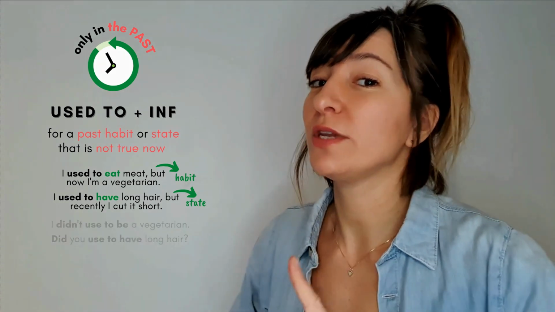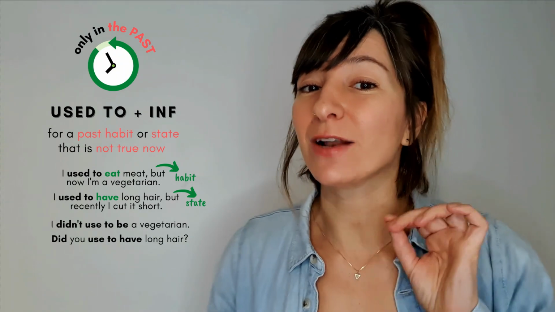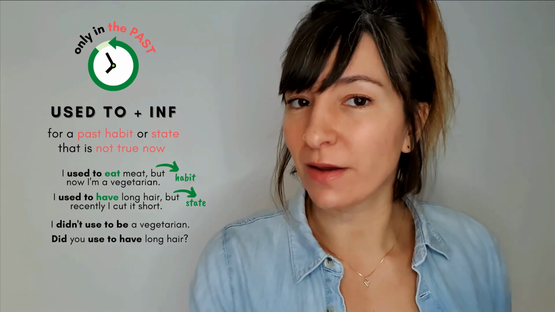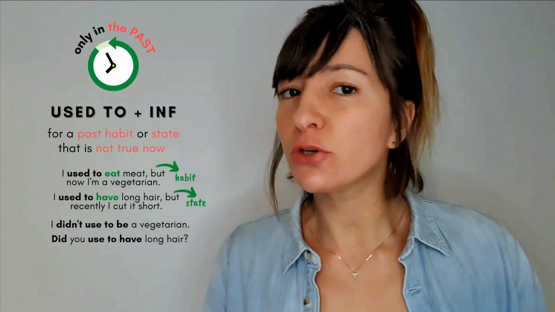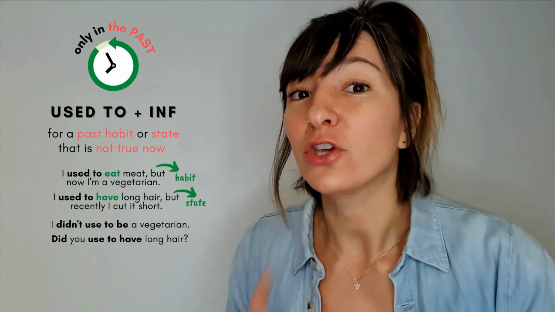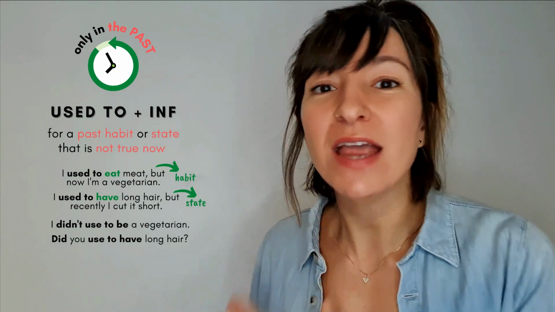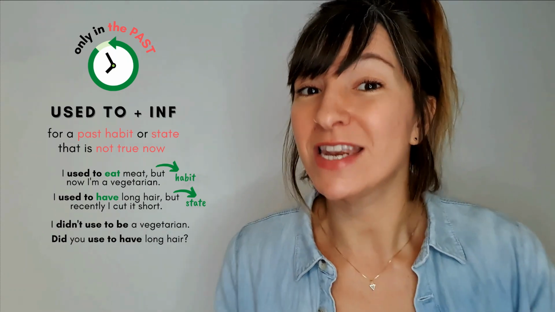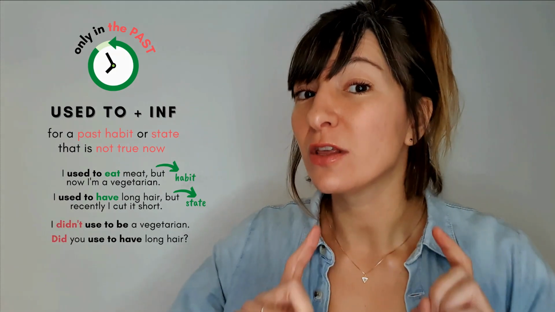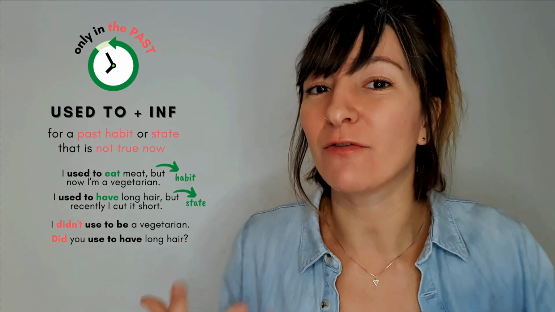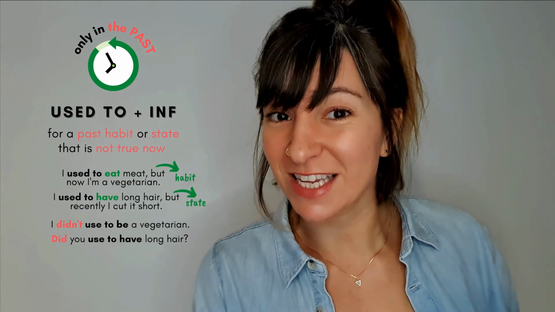Okay, one thing you need to know is that the negative and question forms, so for example, I didn't used to be a vegetarian, or did you used to have long hair? Used does not have a D at the end, okay? As with any past simple negative statements or questions, the auxiliary verb did is in the past, and we can't have two past forms together.